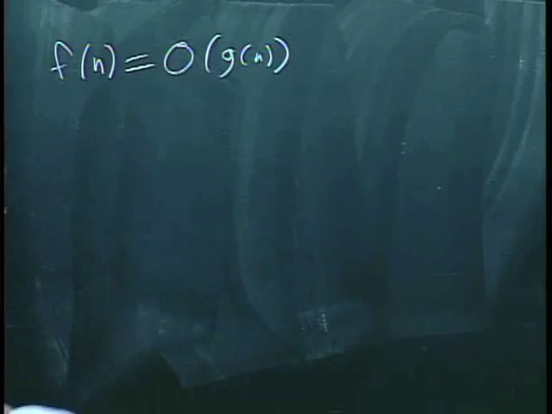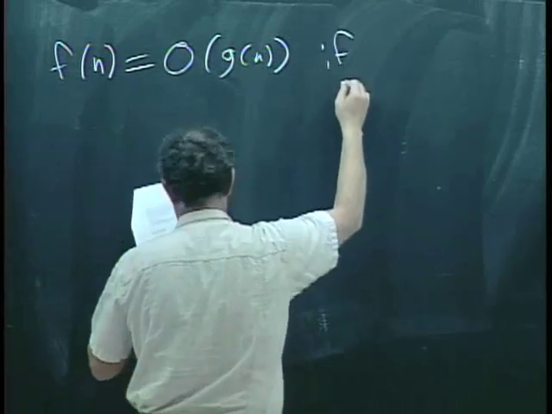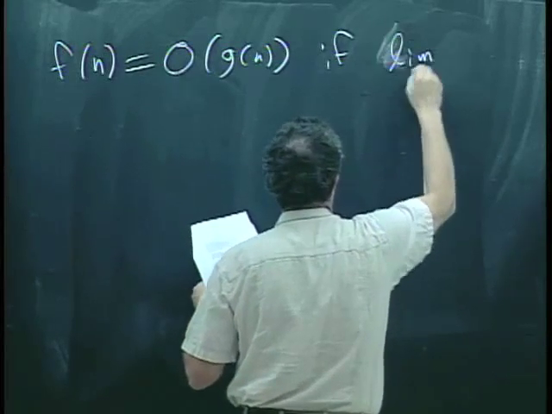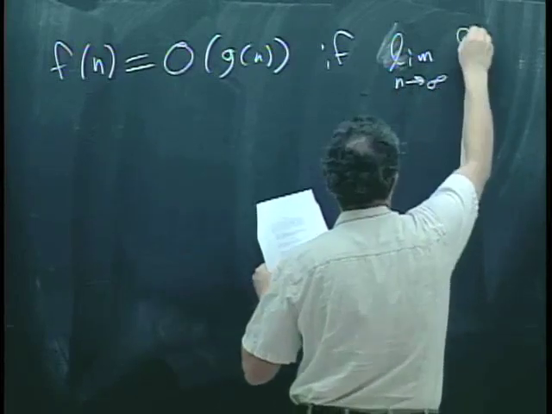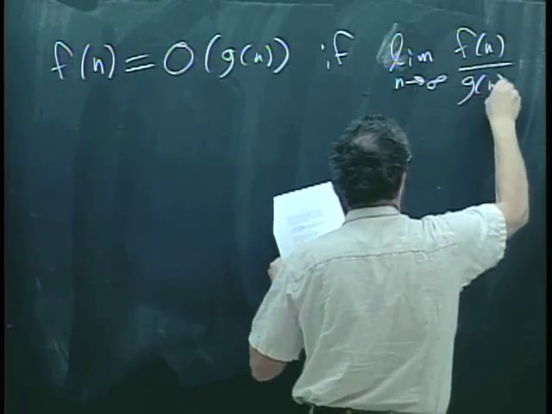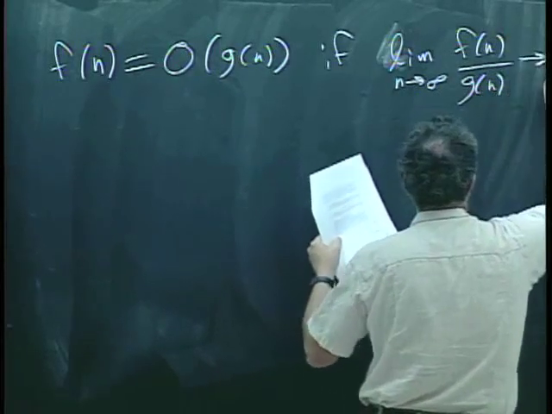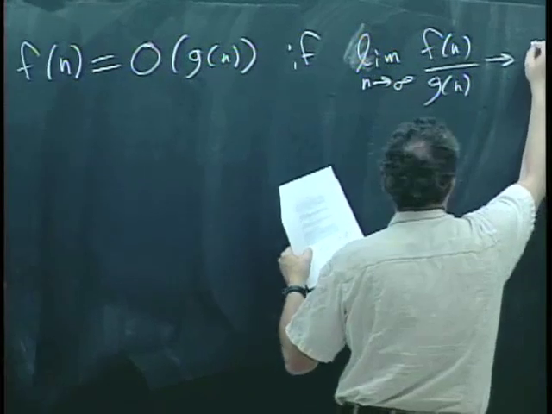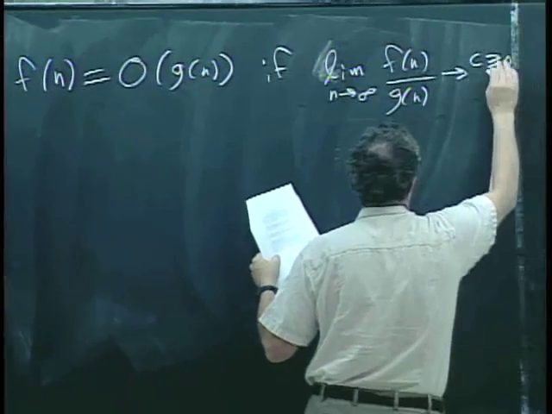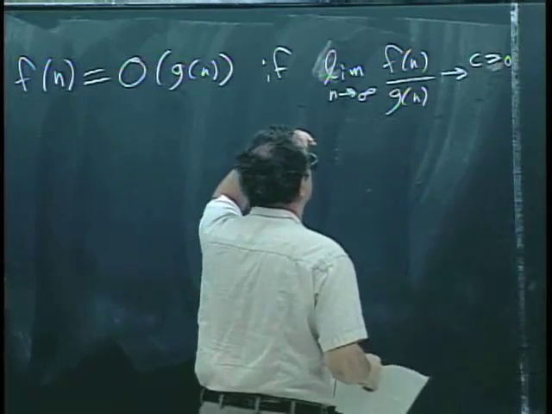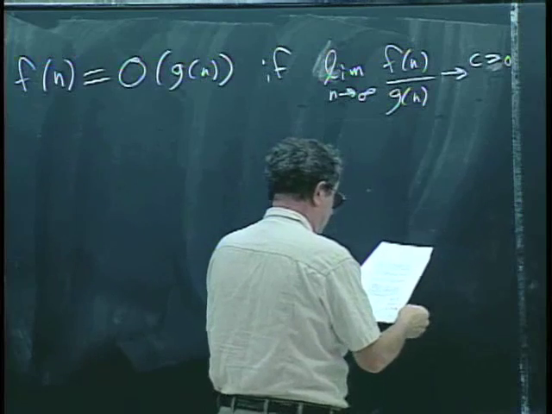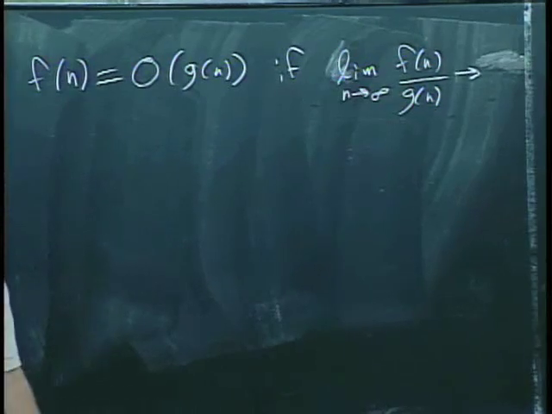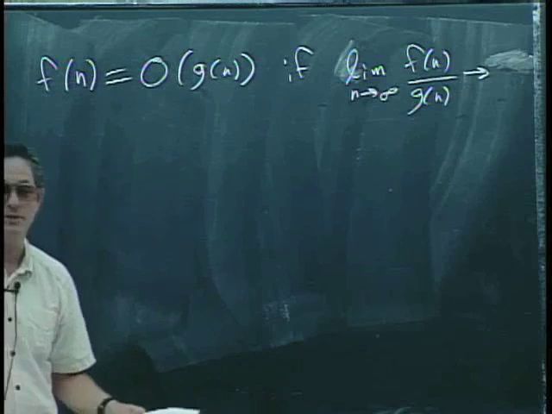We want to say two functions, f of n and g of n, f of n is big O of g of n, if the limit of the ratio as n goes to infinity of f of n over g of n goes either to a constant greater than or equal to, greater than zero. No, I don't want that. What I wrote here is unclear, so I'm going to have to engage my brain, which is always dangerous in front of people, and even worse when there's a camera here.